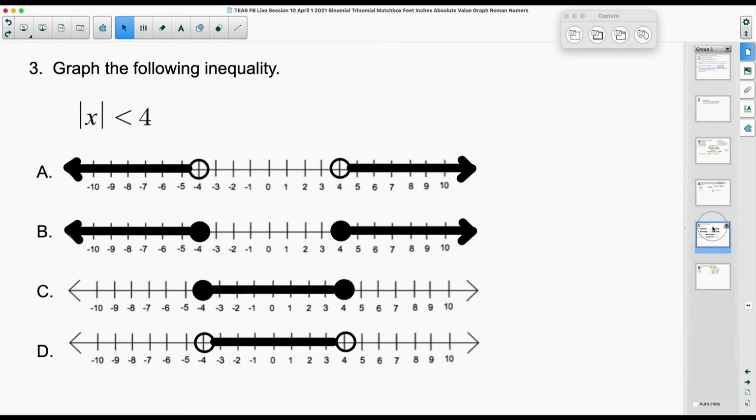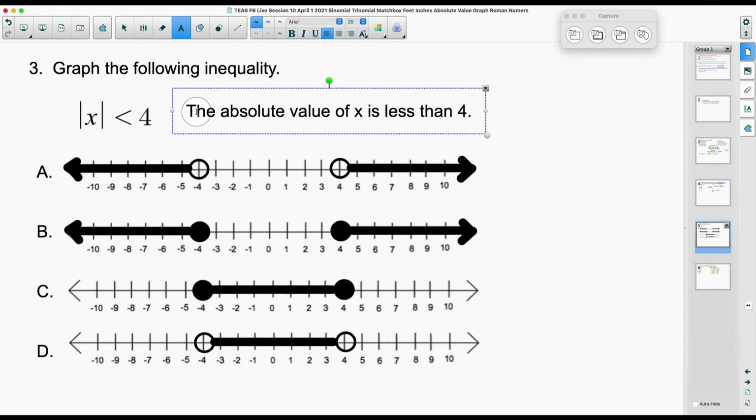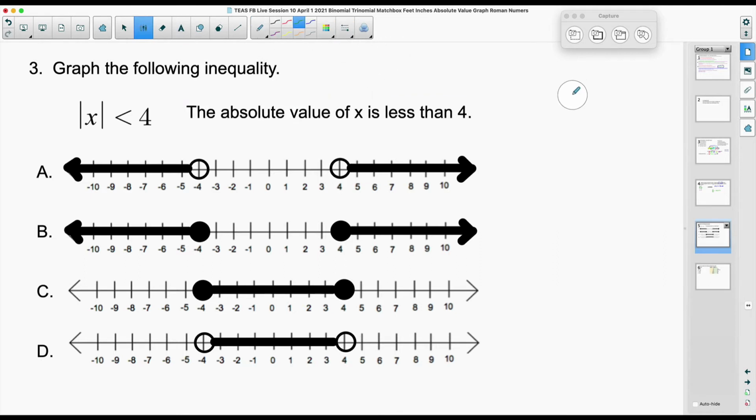We have an absolute value graph. So graph the following inequality. The absolute value of X is less than 4. That's how we read that. Let me go ahead and type that up there so we don't forget that. Well, actually, you're going to hear me say it in the video, but anyway, the absolute value of X is less than 4. That's how we read that in English. Now, what does absolute value mean?